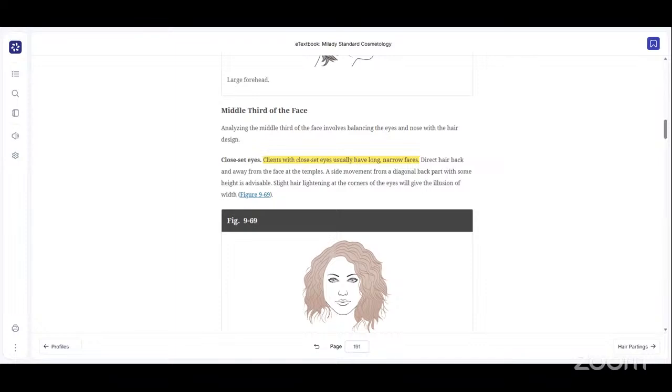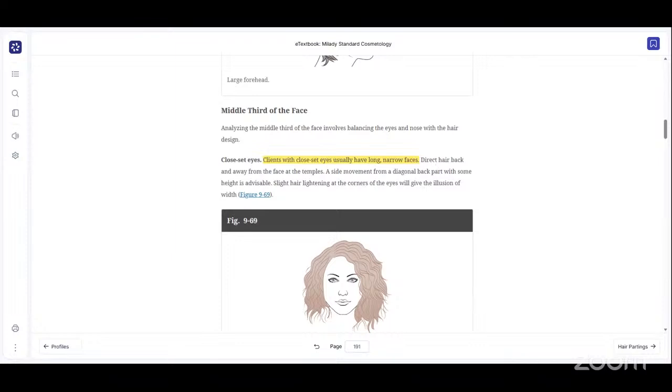A bang, a wispy bang, or a fringe or swoop bang that has that soft flip over to the side or just hangs over to the side is amazing. But you have to make sure that the bottom 2 corners in the chin, cheek area, chin jaw area are softened as well. Okay, so close set eyes can also be attached to oblong facial shapes.